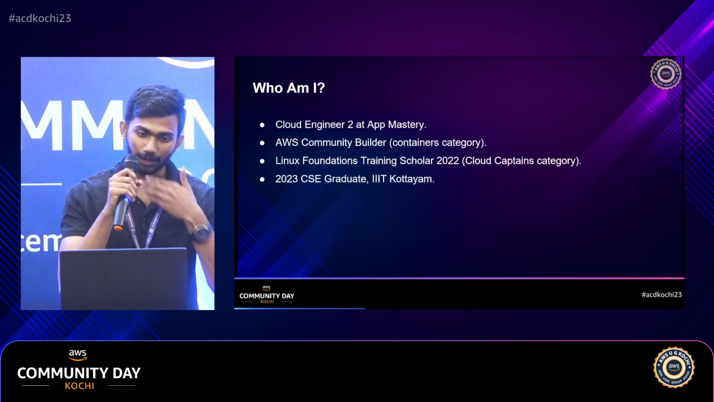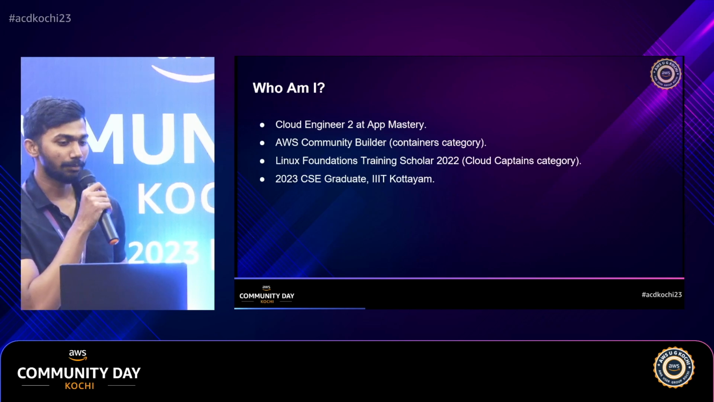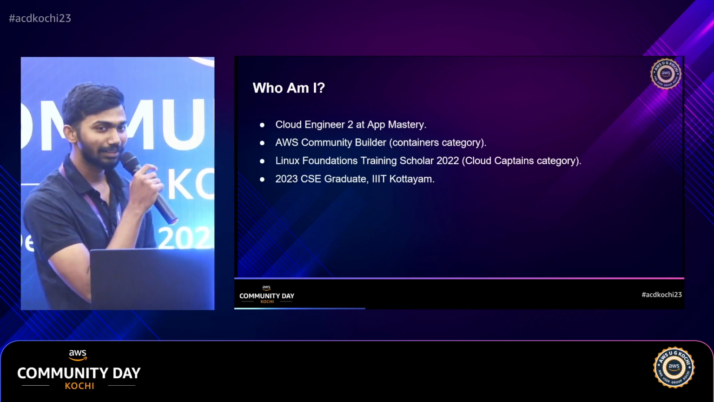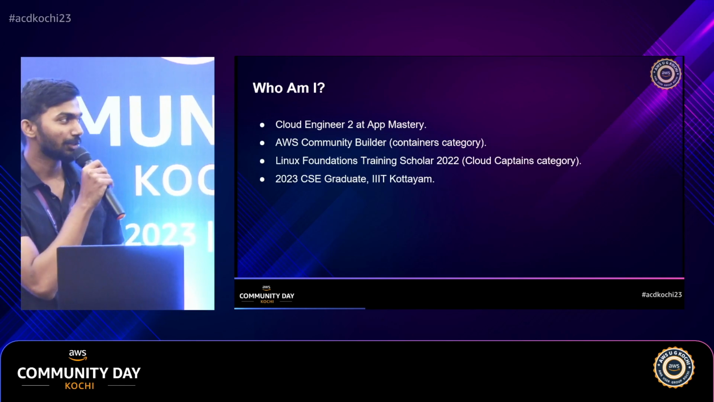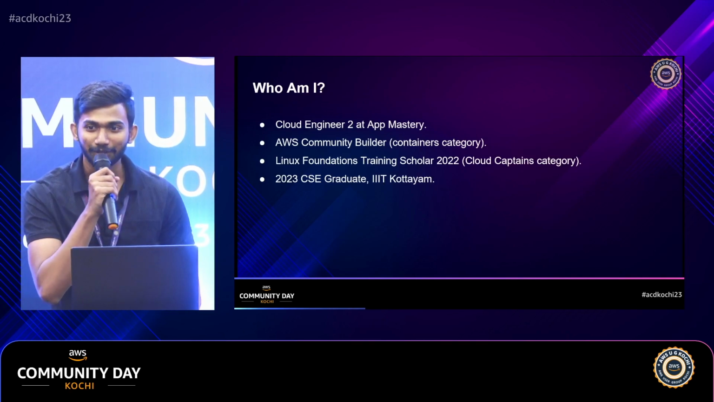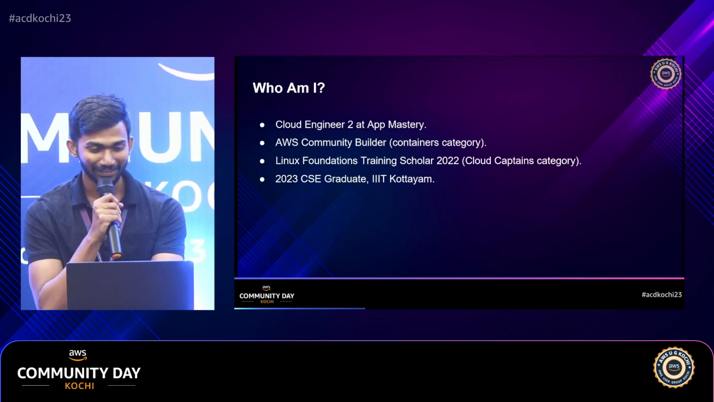So, about me, I'm cloud engineer 2 at Mastery. I'm a community builder under the containers category. I'm a recent graduate at IIT Kottayam. So, I'm actually rushing here after my graduation ceremony.